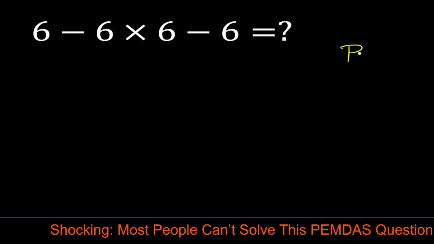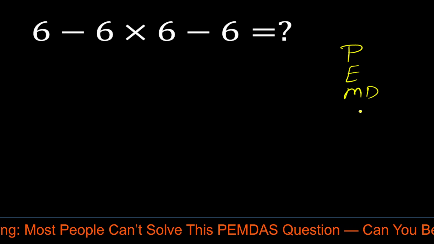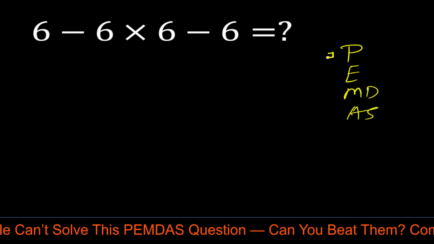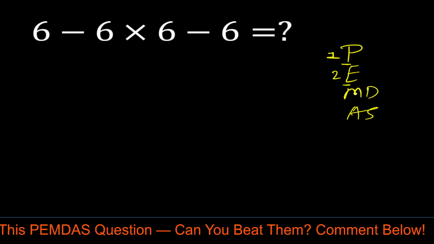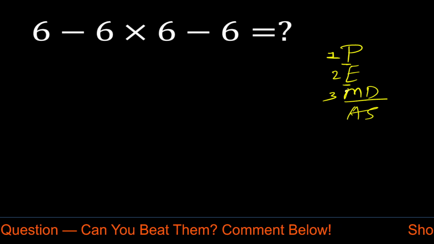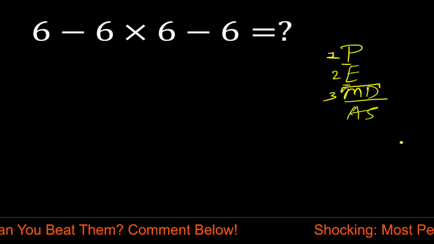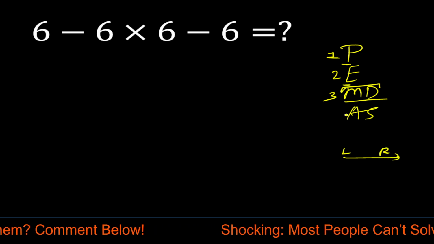So PEMDAS, P-E-M-D-A-S. According to PEMDAS rule, first priority is parentheses, then second priority is exponents, then third priority is multiplication and division. Here multiplication and division both have equal priority, so we have to solve it from left to right.